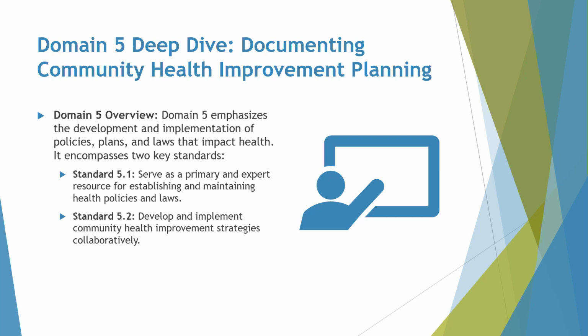It includes 2 standards. Standard 5.1 is about being a primary resource on public health policies and laws. This might involve tracking how your department supports legislation, gives input on ordinances, or serves as a technical expert in planning discussions. Standard 5.2 focuses on how you collaborate to develop and carry out your community health improvement plan. For both of these standards, PHAB wants to see documentation of your department's leadership, your collaborations, and your strategic follow-through. Your CHIP isn't just a plan, it's a demonstration of how you align vision with action.